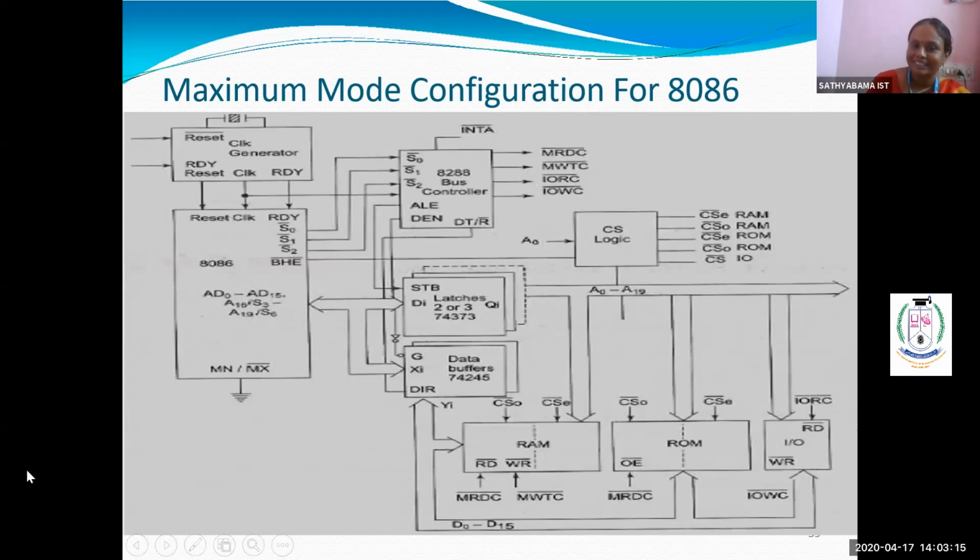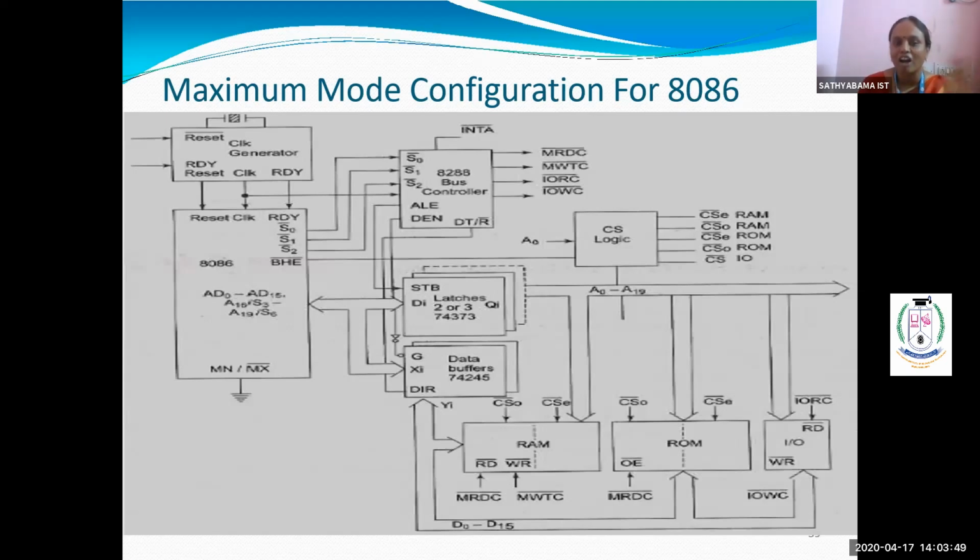Okay. So in the same diagram, both will carry the same diagram, but one thing you have to draw is the bus controller. The bus controller will receive the input from the status signals, ALE, data enable, and data transmit and receive. Then after that only it will generate all the memory read command, memory write command, input output read command, input output write command, and it even generates INTA also, the interrupt acknowledgement signal. Then only from the bus controller will the signals be given to memory as well as IO devices.